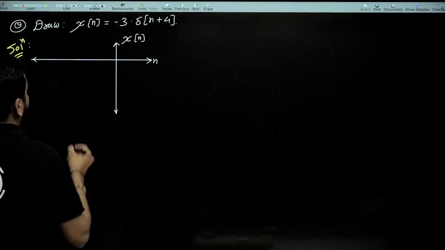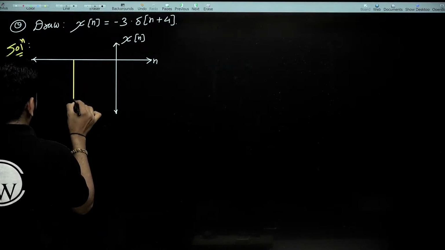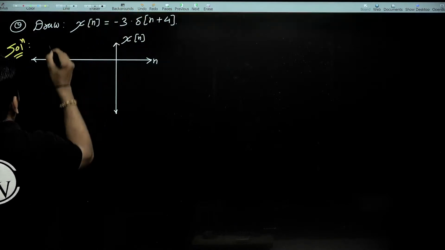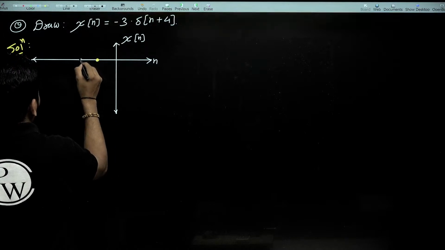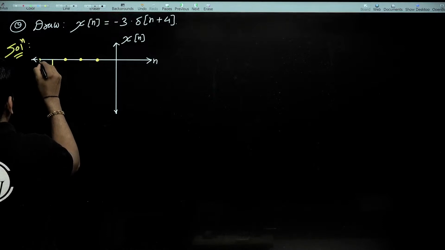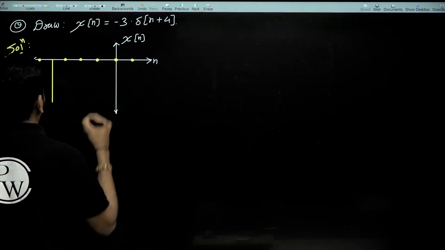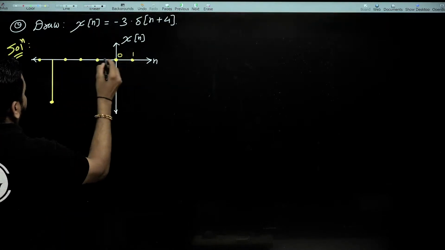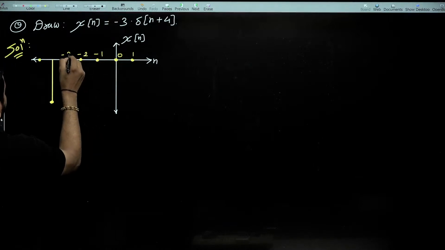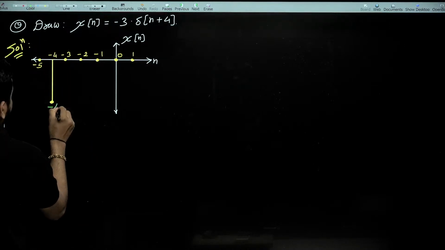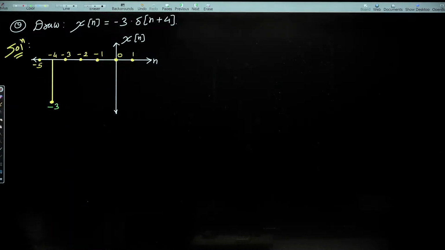This is present at n equal to minus 4, with 0, 1, minus 1, minus 2, minus 3, minus 4, minus 5, and the amplitude is minus 3, guys, correct? Okay.